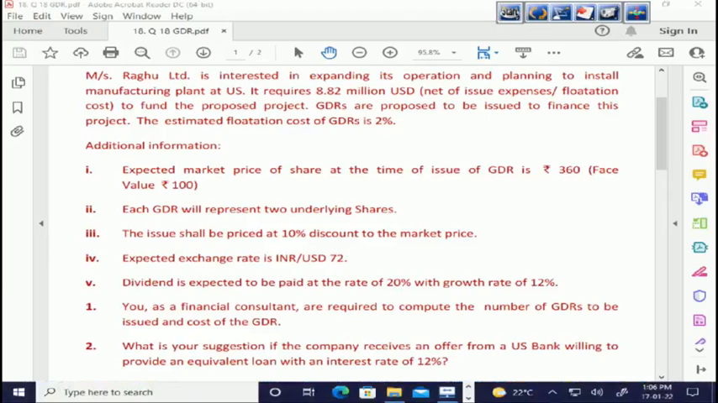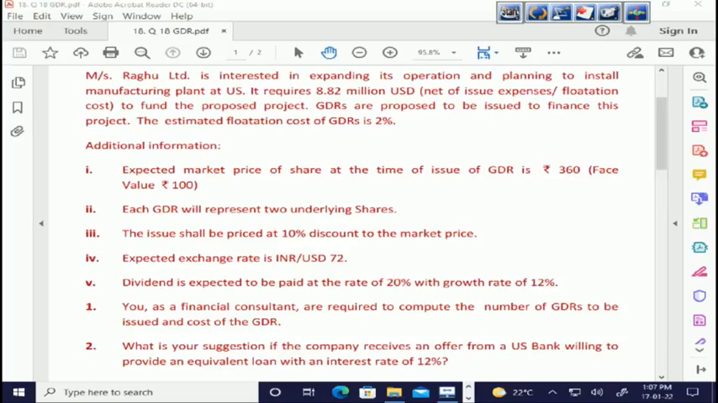They have asked question number 1: you as a financial consultant are required to compute the number of GDRs to be issued and the cost of the GDR. So I'm repeating, in class I must have done it by the net proceeds, but don't do it in the exam. Do it by the gross method, otherwise none of the steps will match. Based on the step marking, I am seeing what ICAI is doing.